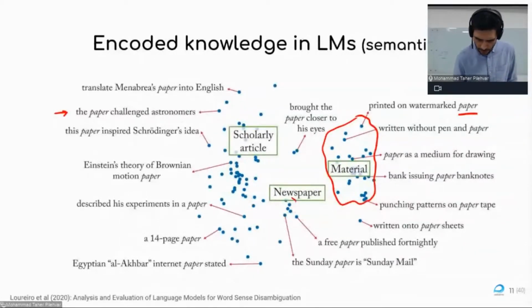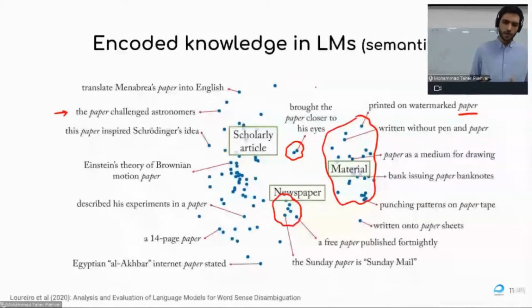Somewhere here at the bottom we have a cluster talking about newspaper, the other meaning of paper, like a free paper published fortnightly or something like that. And there are some points in the middle that are at the border between different meanings. It's not clear, even for us when we look at the sentences, whether it is talking about the material, the research paper, or the newspaper. So again, the model can encode semantics as a byproduct of language modeling.